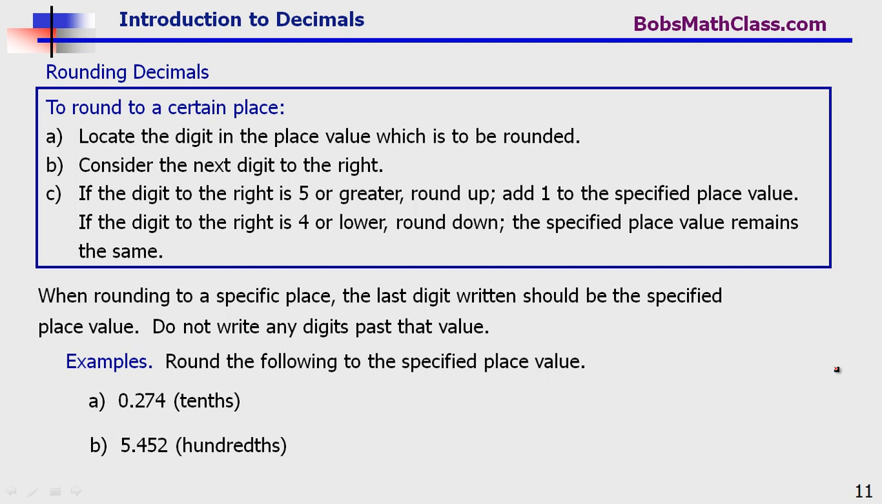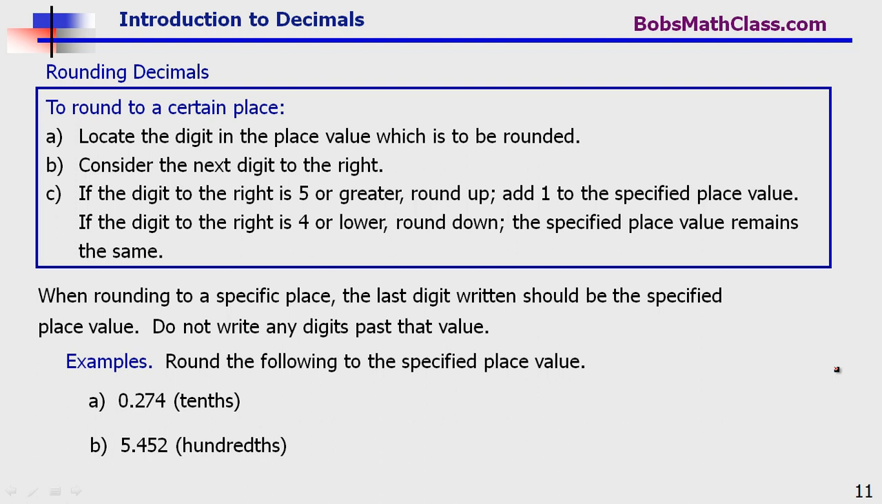So to round to a certain place, locate the digit in the place value which is to be rounded. Consider the next digit to the right. We've done rounding with whole numbers, and we always look to the digit to the right. If the digit to the right is 5 or greater, we round up, and that means add 1 to the specified place value. If the digit to the right is 4 or lower, round down, and what that means is that the specified place value remains the same.